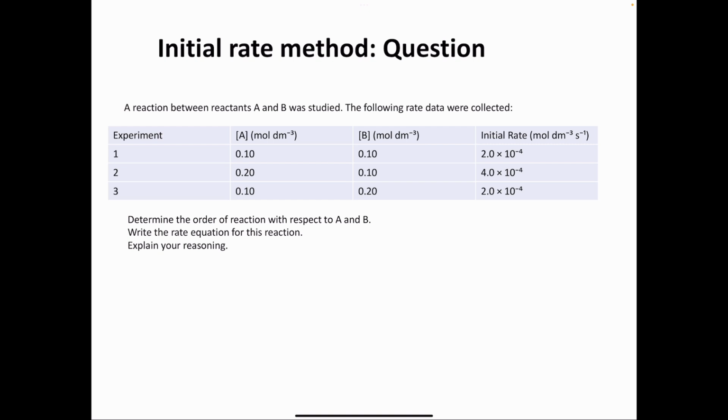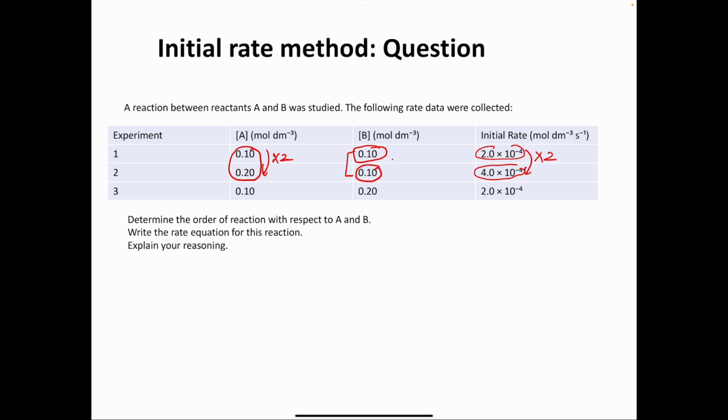So I will begin by looking at experiments 1 and 2 because we see this concentration is constant while this one here is doubled. So you can say doubling the concentration while keeping this constant, you can see there is a doubling in the rate. The rate moves from this value here to that value, meaning it's first order with respect to A, since as the concentration of A doubled, the rate also doubled.